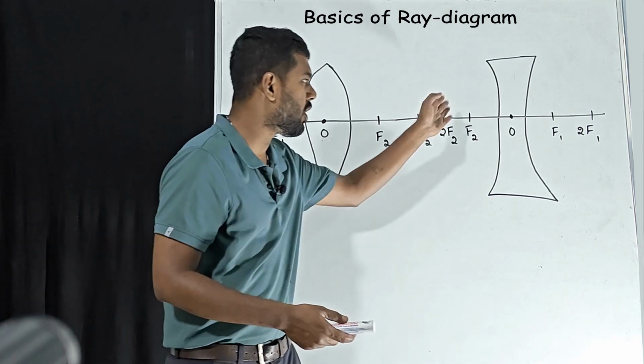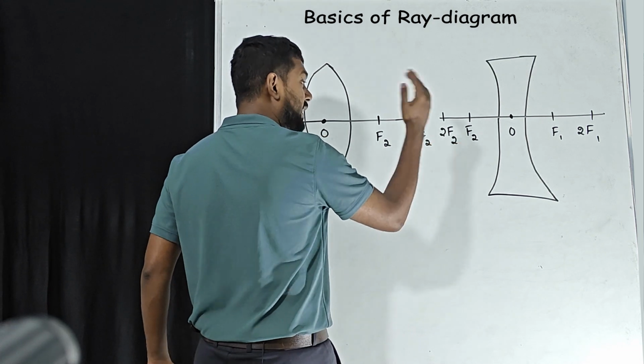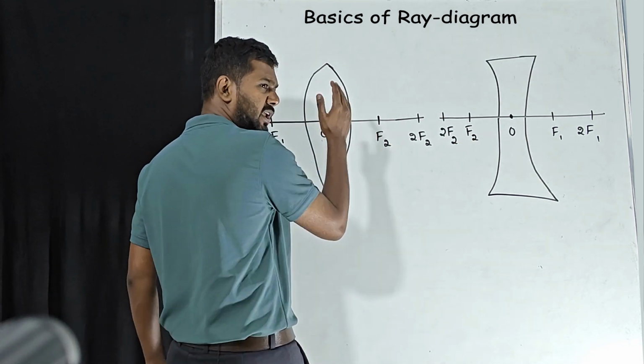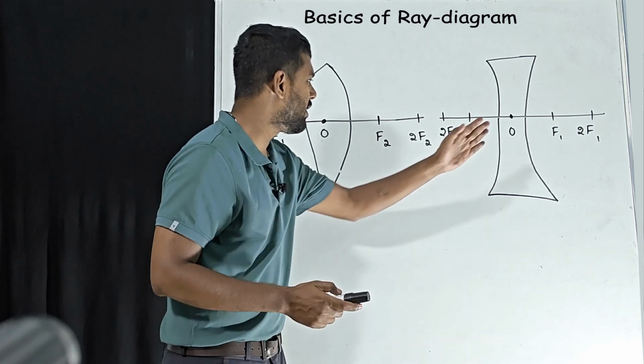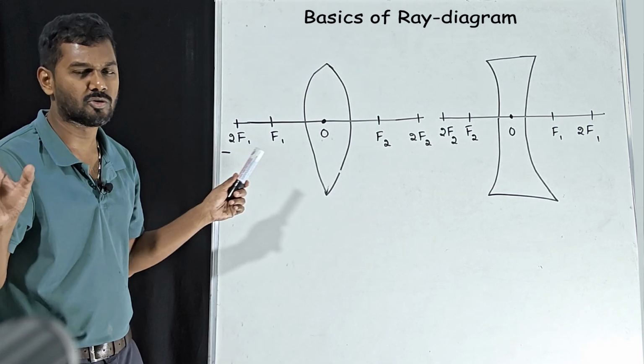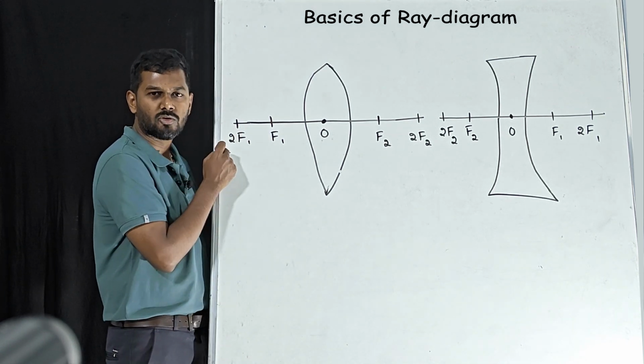Okay, but when it comes to a concave lens, on the left side it is not f1 to 2f1, it is f2 to 2f2. Whatever is on the right side of the convex lens will be on the left side of the concave lens. These differences you should know.